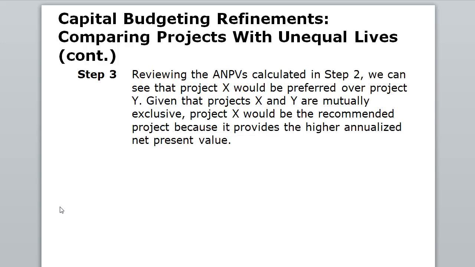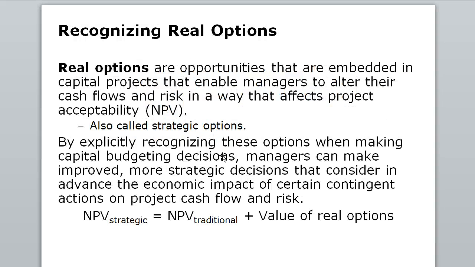Okay, so step 3, reviewing the ANPVs, we see that project X would be preferred now over project Y because project X has a higher annualized net present value than project Y. And assuming these are mutually exclusive, we can only pick one. We would be picking project X over Y.